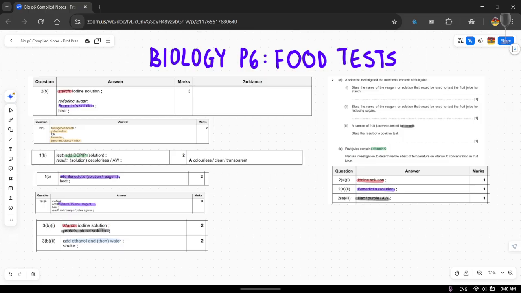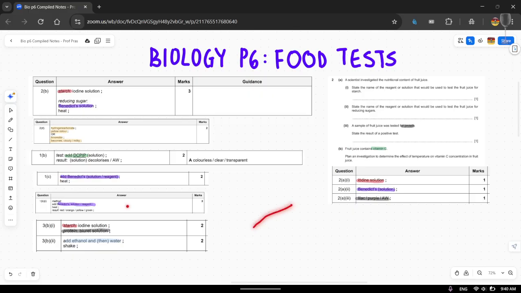Then we have vitamin C. For vitamin C, we use DCPIP. You do not need to know the full form of it, so don't stress yourself learning that. The result for it is that it decolorizes. Over here, the A stands for accept. It says accept colorless, clear, or transparent. But please, let's just stick to decolorizes so that we are 100% sure that we are getting the mark.